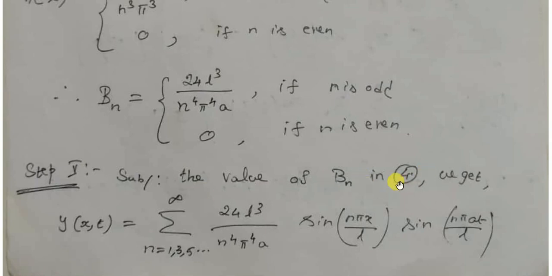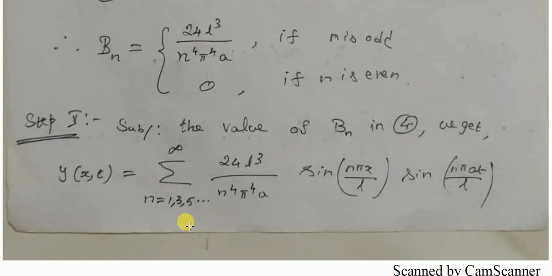So equation number 4 is the most general solution. And while writing the summation here, you should write that n exists only for odd numbers, right? So it is 1, 3, 5, etc. up to infinity. Then this Bn value I should write. Then that sine term n pi x by L and another sine term n pi at by L. Now the summation should not be discontinuous like this. So we have to rewrite this as continuous numbers from 1 to infinity.